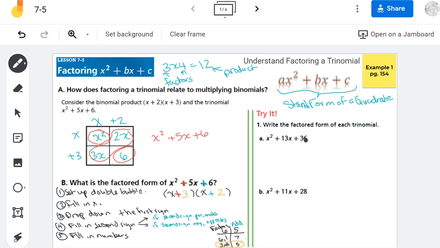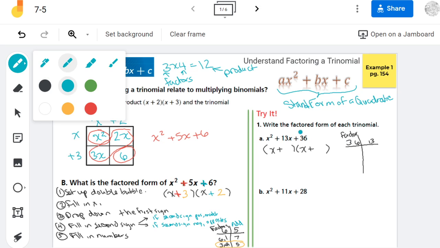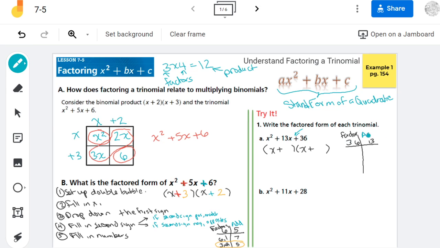Alright, so let's go through this, try it again. So I start out, I put in my double bubble. I fill in my x's. My first sign comes down. Now because this sign is a plus, that means my parentheses have to match. So to match that plus, I need another plus here. Then I set up my t-table and I flip my 36 and 13. So I'm finding the factors of 36. Because of that plus, they have to add to make 13.